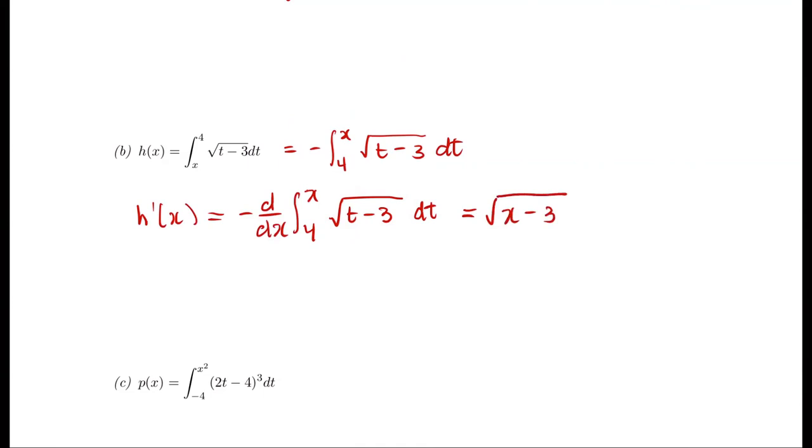Right? And one more example. We have p of x, which is the integral from -4 to x squared. So this is going to be a little bit trickier. Then we would have the function 2t minus 4 cubed dt. Then the derivative of this.